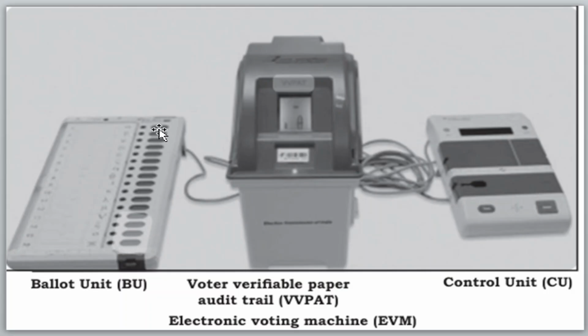If I press a button, the candidate's name and symbol will appear in this machine, the Voter Verifiable Paper Audit Trail. The picture and name of the candidate you voted for will be shown here. And this is called the control unit, which is controlled by the officers.